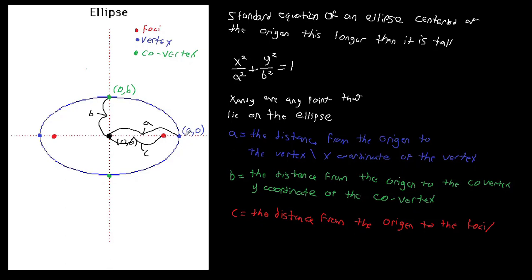Just like with the vertex, the foci have to be on the major axis, which for a horizontal ellipse means they are going to be on the x-axis. So the coordinates of the foci are (c, 0), which means that c is also the x-coordinate of the foci. All right, so we have a, b, and c.